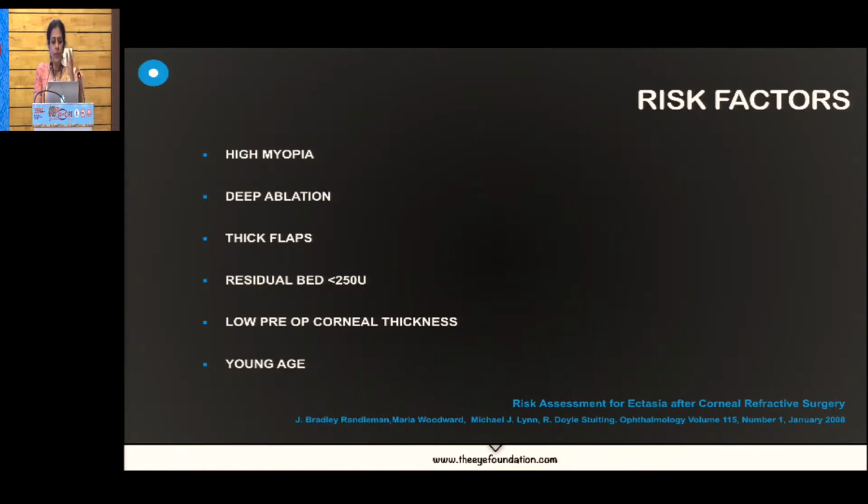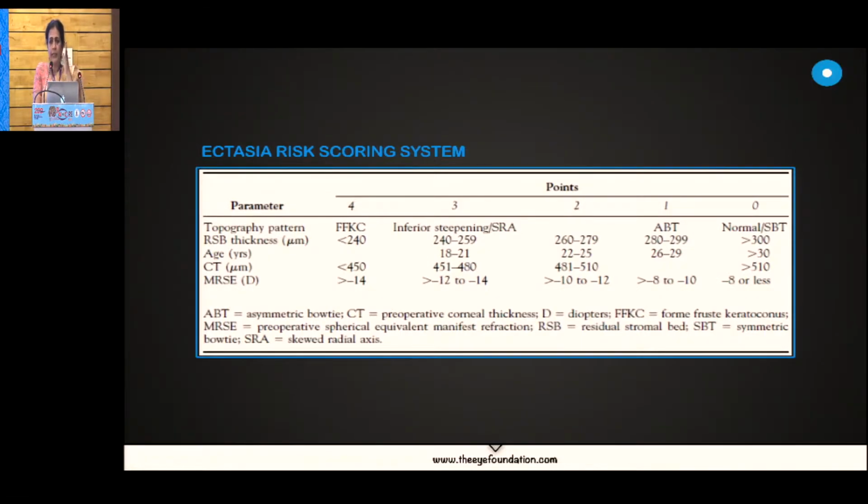So these are the different risk factors which all of us are quite familiar with, right from a high myopia to a thinner cornea and to a younger age. And then came the ectasia risk scoring system, which made us look at those small skew deviations, those small challenges. A high myope, which now we would never do a cornea-based procedure over -10 diopter, or maybe even become very conservative in going in even at lower values.